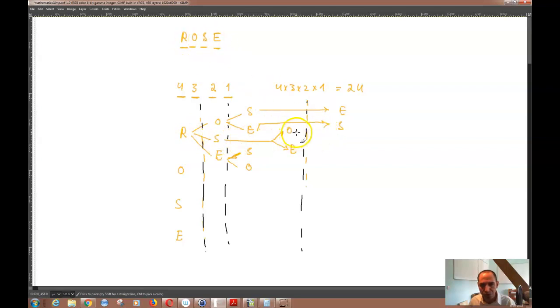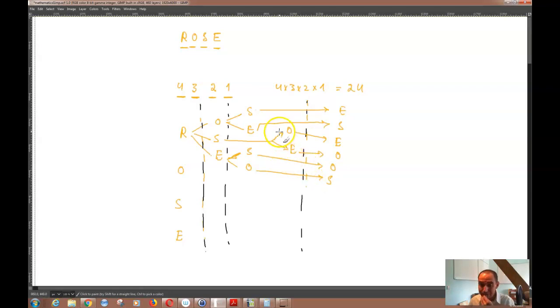Then the only thing that you can choose is E, for example. Over here, you have chosen R, S, E, and the only thing that you can choose is O. Over here you have chosen R, E, S, and the only thing that you can choose is O, for example. And over here you have chosen R, E, O, and then the only thing that you can choose is S.